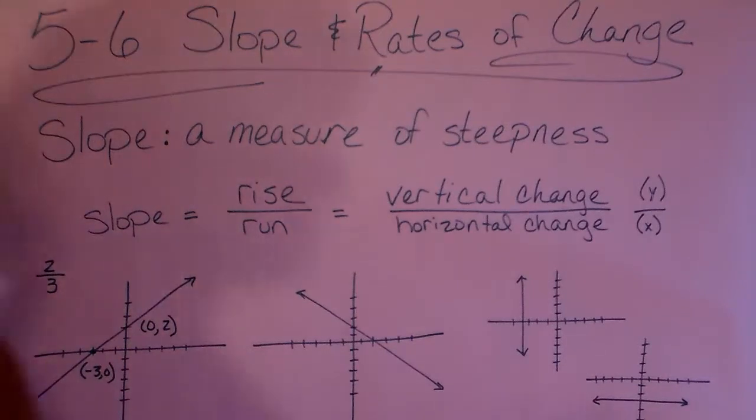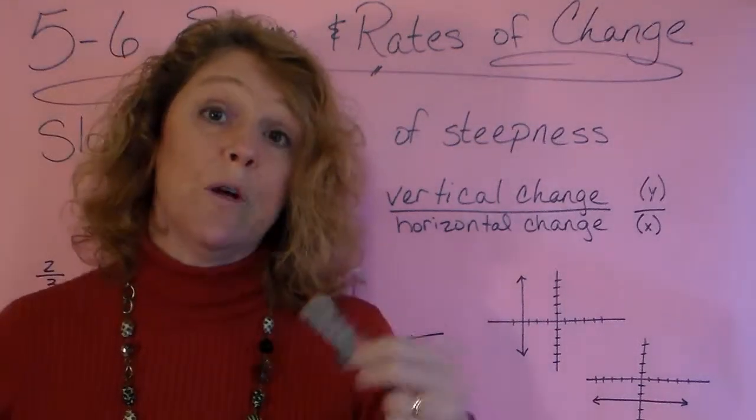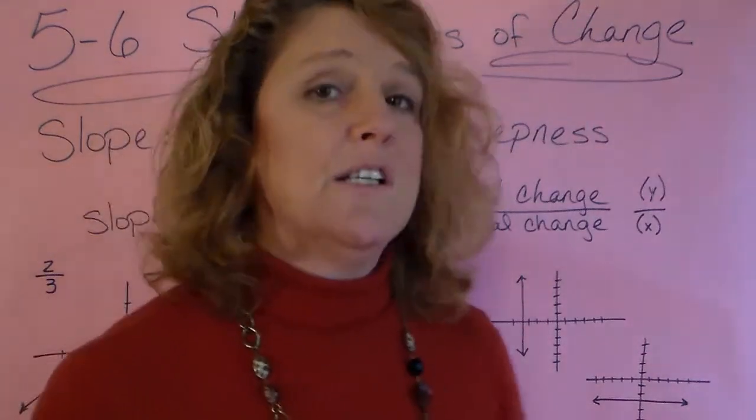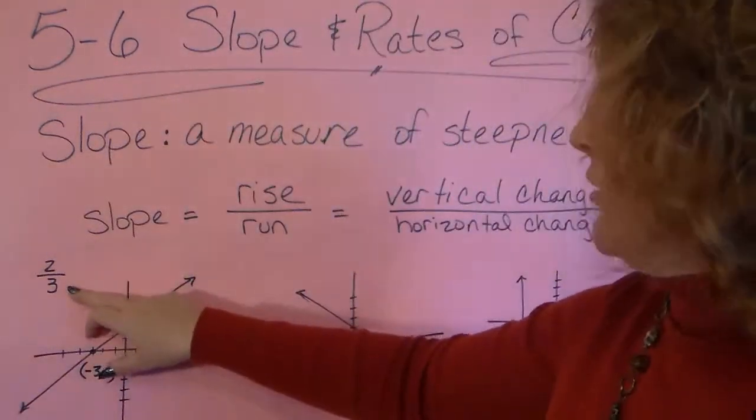And if it ended up being like 4/6 or something, of course you would reduce it, but you always want to reduce it to whole numbers. So this has a slope of 2/3.